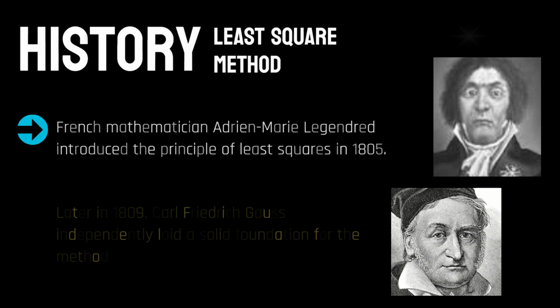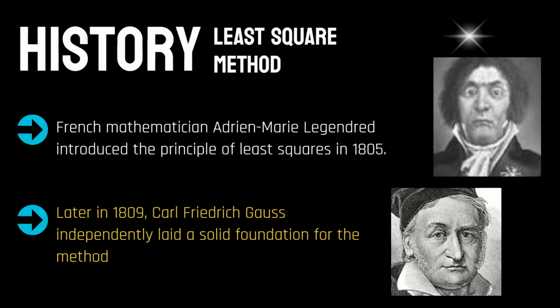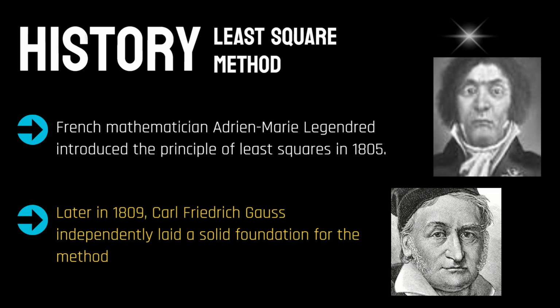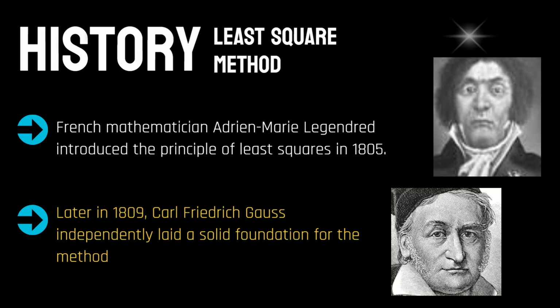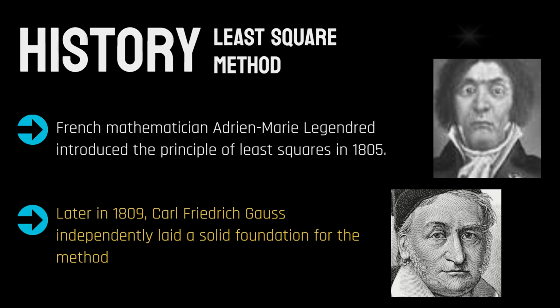The method traced back to the early 19th century when the French mathematician Adrien-Marie Legendre introduced the principle in 1805. However, Carl Friedrich Gauss laid a solid foundation in 1809.